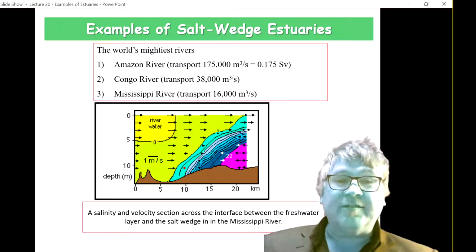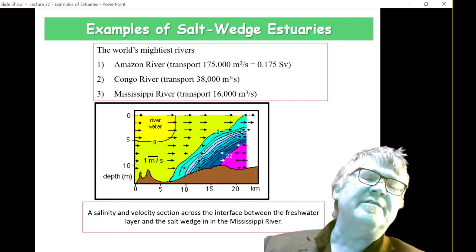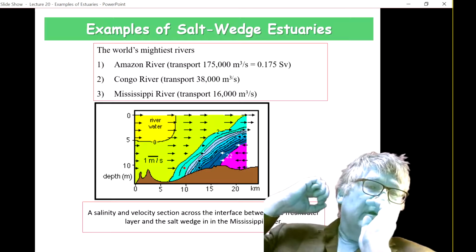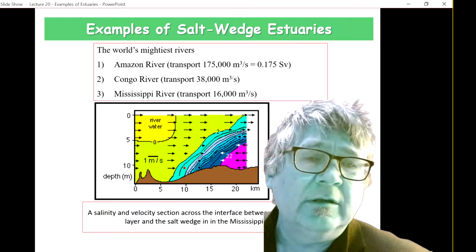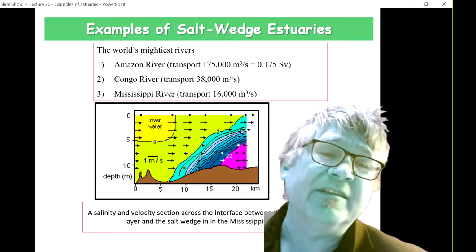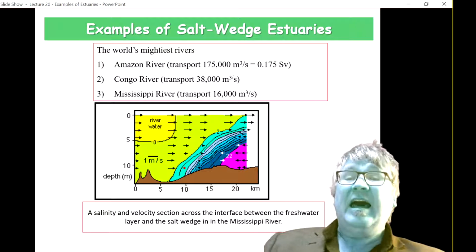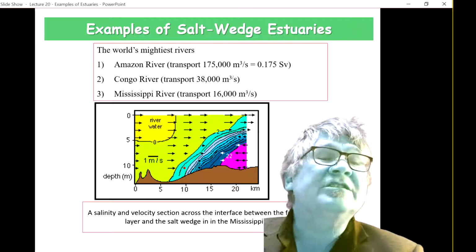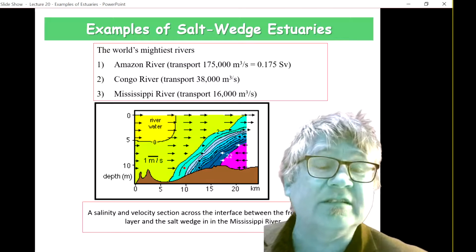So let us start with salt wedge estuaries. These are the estuaries where the influence of the injection of fresh water is bigger than the influence by the tides. Okay, so these are the rivers, the world's mightiest rivers indeed are salt wedge estuaries, but salt wedge estuaries exist on much smaller scales too.